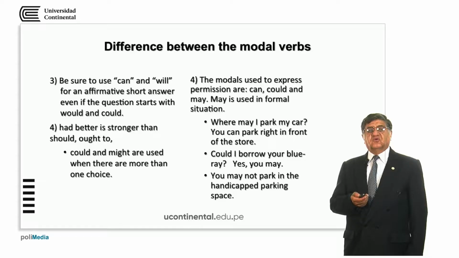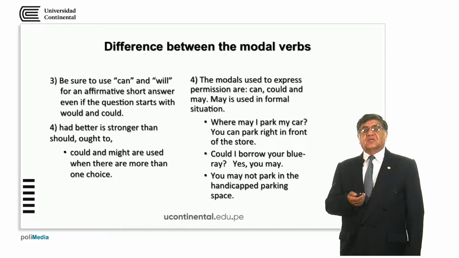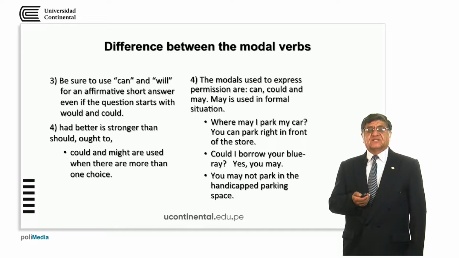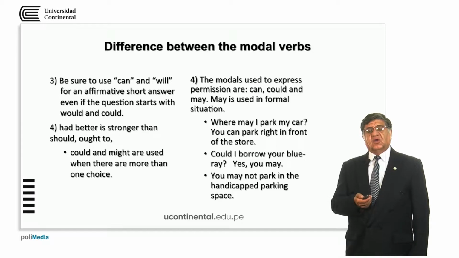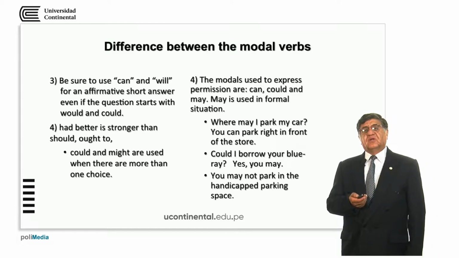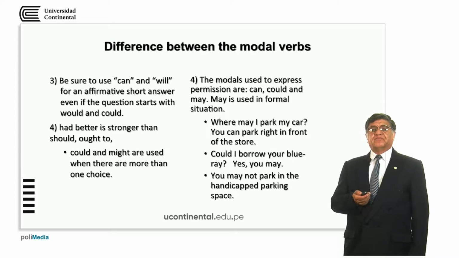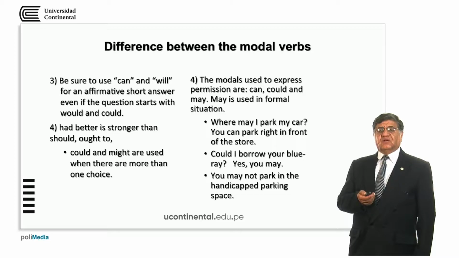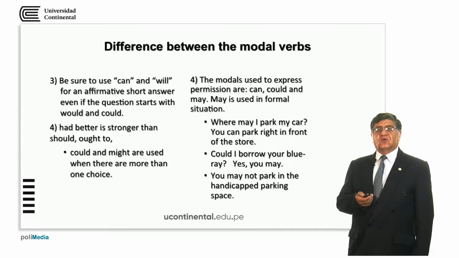And also ought to, that is stronger. Okay? And had better is even more used to express stronger ideas. Could and might are used when there is more than one choice. Okay? For a group, and we need to emphasize something among them, we use could and might. The modals used to express permissions are can, could, and may.